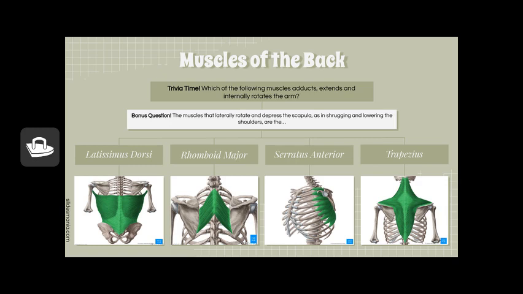And the first question that we have is, which of the following muscles adducts, extends, and internally rotates the arm? I'll go ahead and give you 5 seconds to answer. All right, time is up. And the answer to this one, if you got it correctly, was the latissimus dorsi.